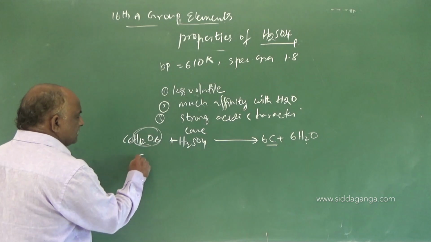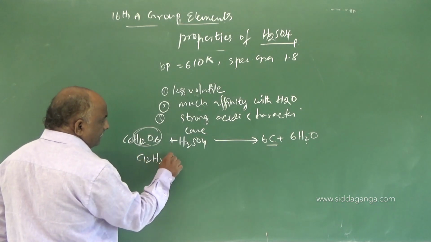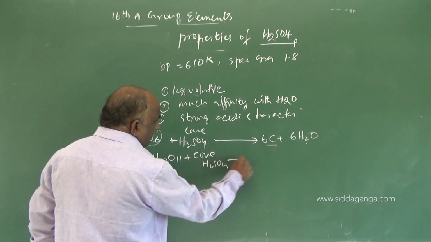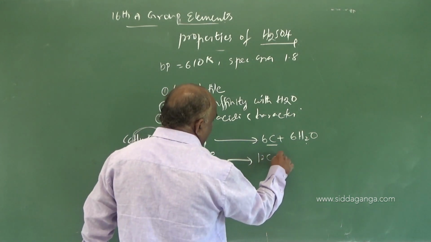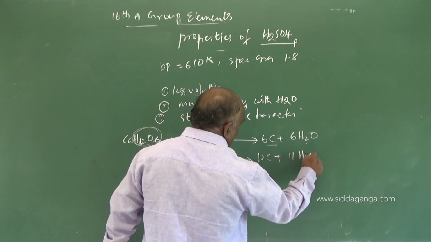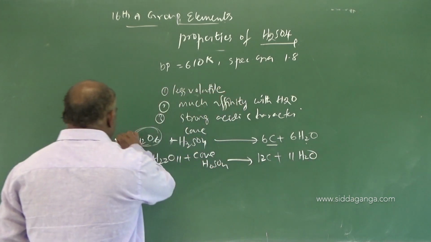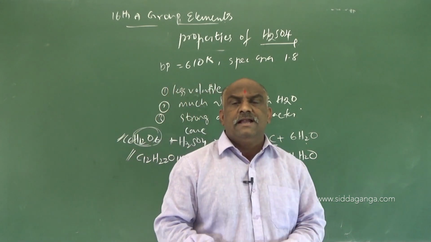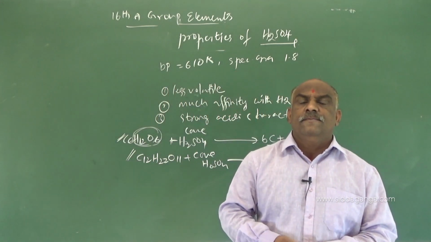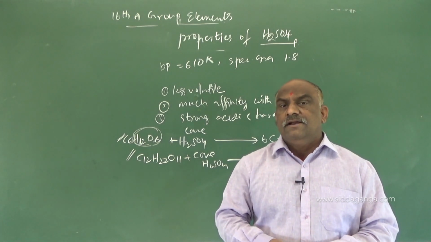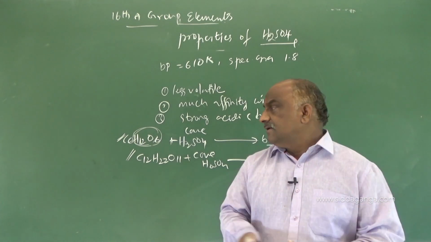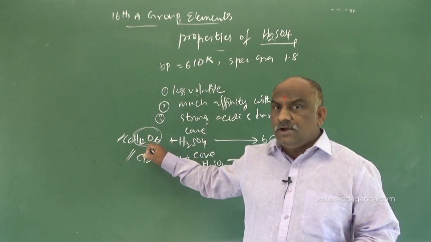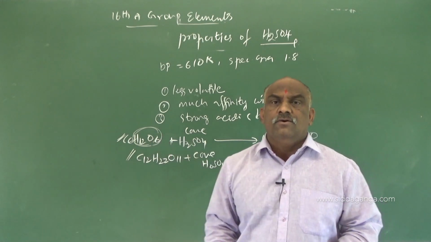Instead of glucose, if C12H22O11 plus concentrated sulfuric acid was given, then the answer is 12C plus 11H2O. Very important reactions, these are dehydrating agent reactions. Sulfuric acid acts as a dehydrating agent. It removes, it absorbs the water.